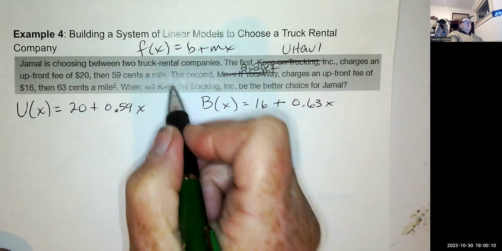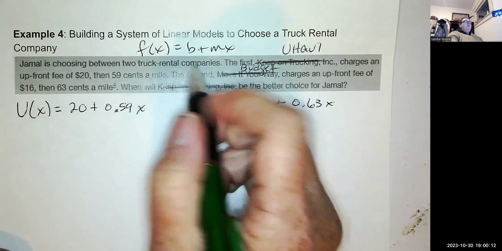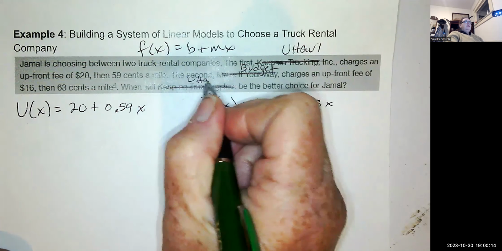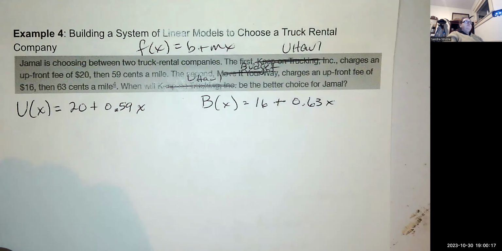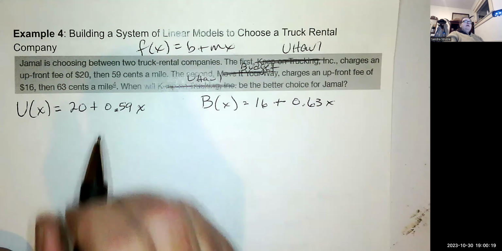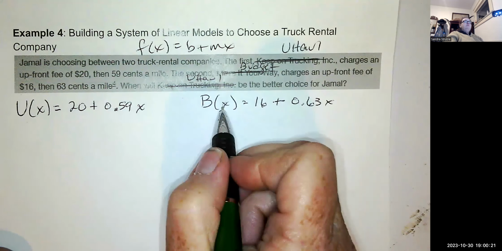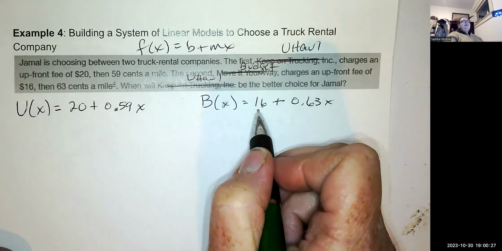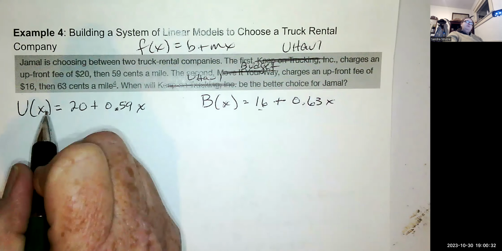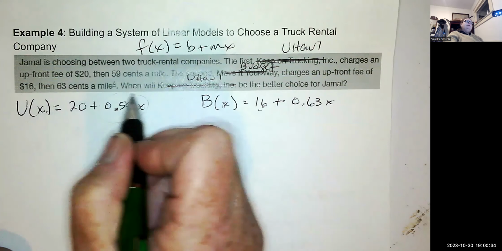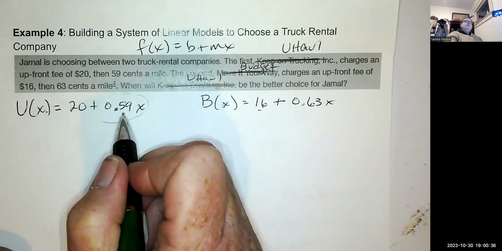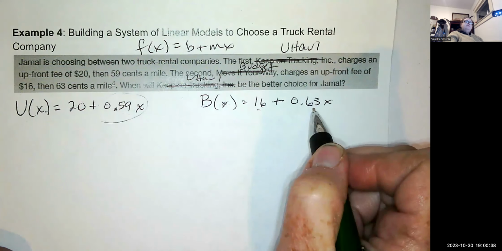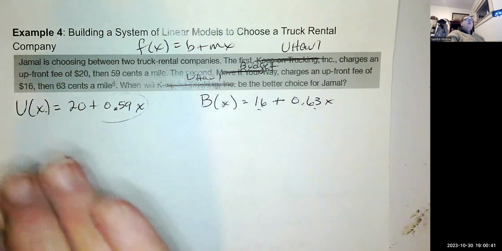When will U-Haul be a better choice for Jamal? Well, initially, Budget's going to be the cheaper one because it has only a $16 upfront cost. At some point, they are going to be the exact same price. And then after that, U-Haul is going to be the better choice because it's increasing at a much lower rate than Budget is. Okay, so where are they equal?